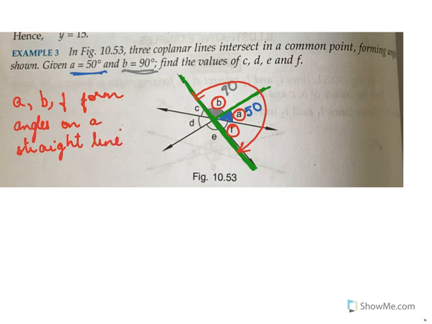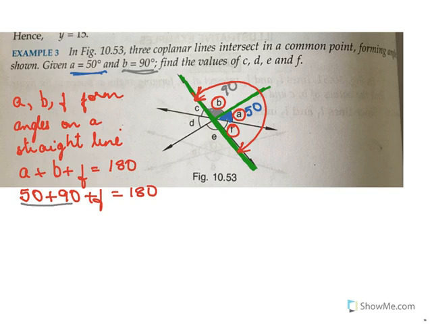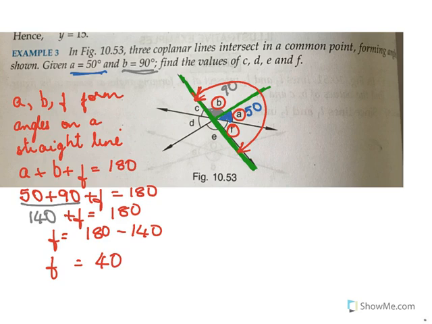And if I add them, that is A plus B plus F, they should be equal to 180. So my A is 50, the B is 90, plus F equals 180. And 50 plus 90 is 140, plus F equals 180, and your F will be 180 minus 140, and your F will be 40. So let's put F here. We found this out, and that is 40.